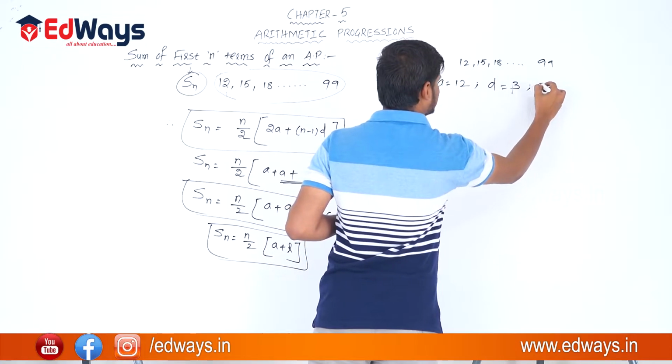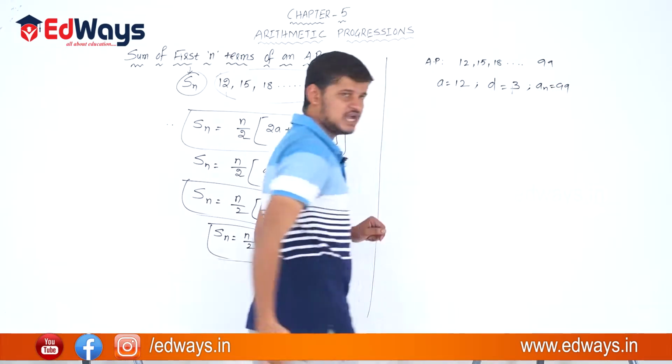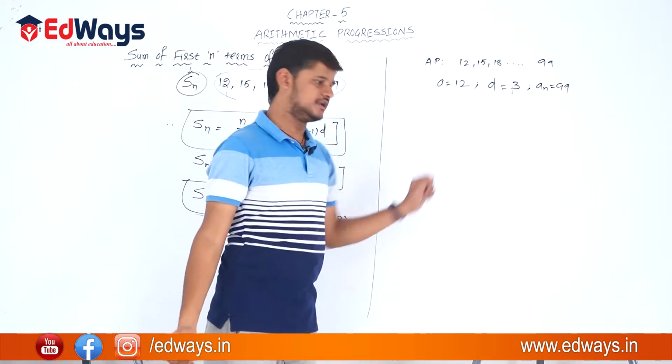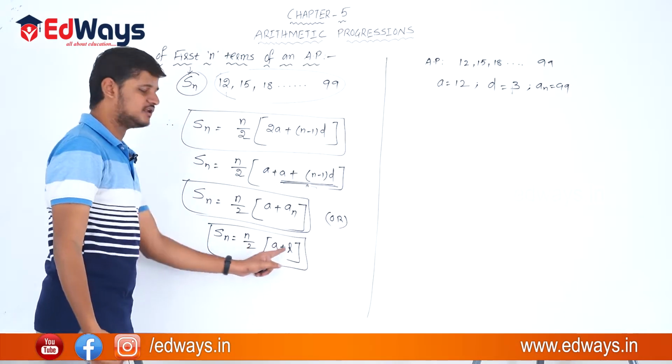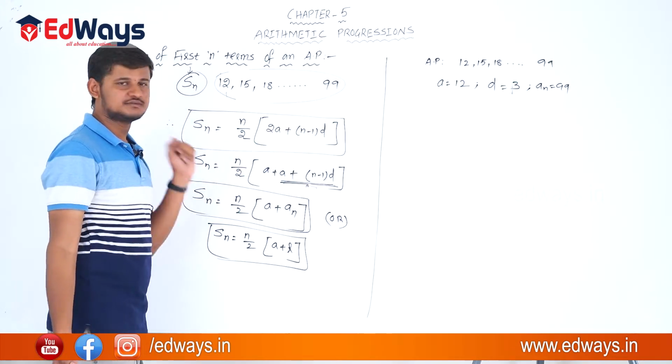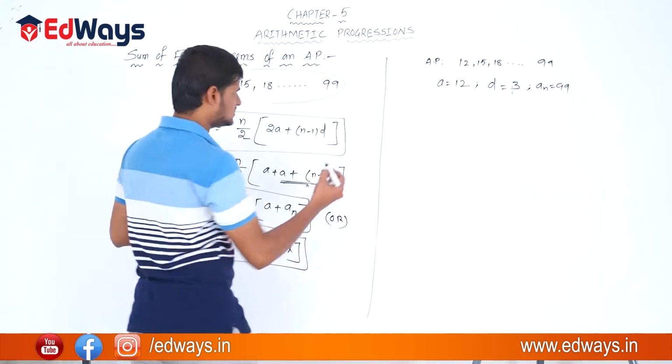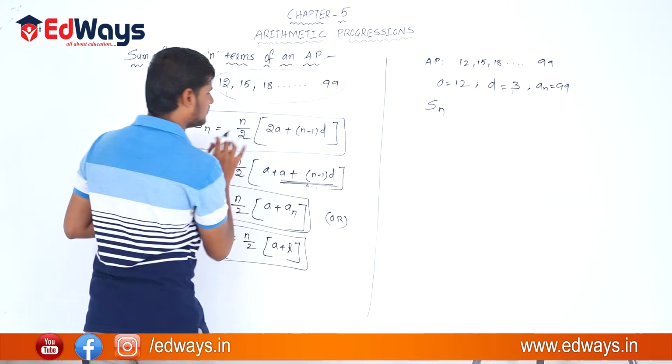Right? And an is equal to 99. I know a, I know d, I know an. I can directly substitute the values. So let me use the first formula, okay?